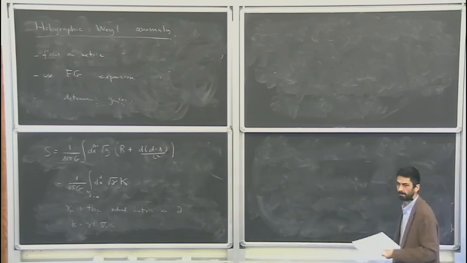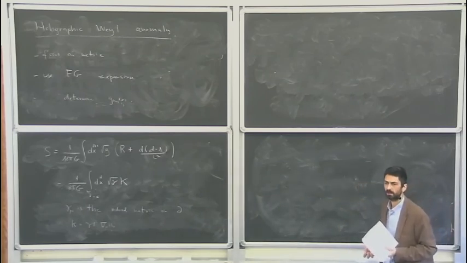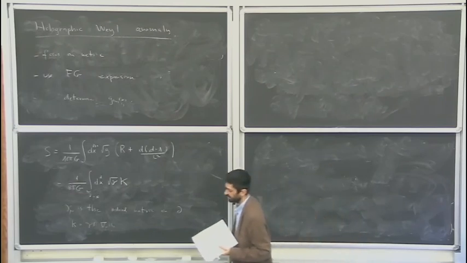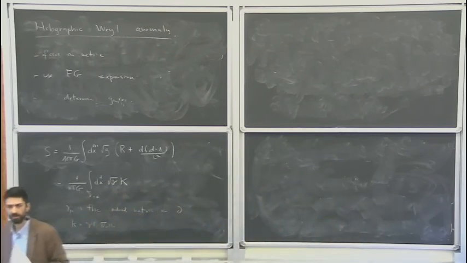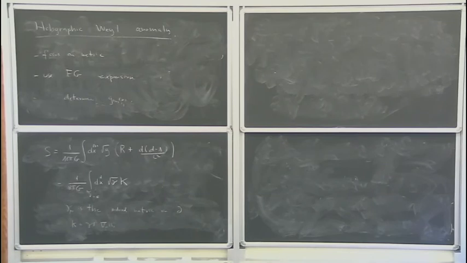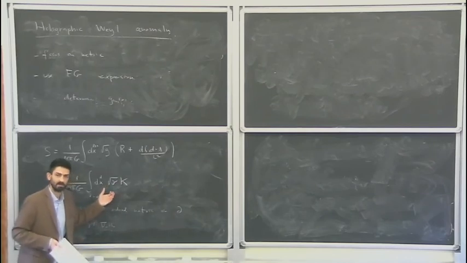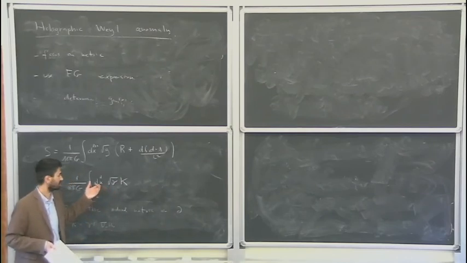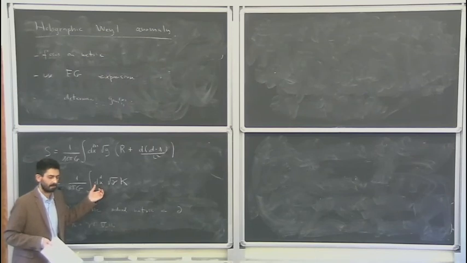Why has it been consistent for us not to include this term until now? Sorry, repeat the question. Why has it been okay for us not to include this term until now? It's a boundary term, so it does not change the equations of motion. Since I was discussing equations of motion and supersymmetry equations, this does not affect any of that discussion.